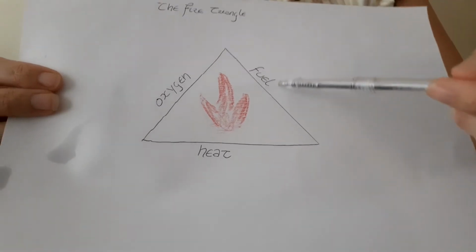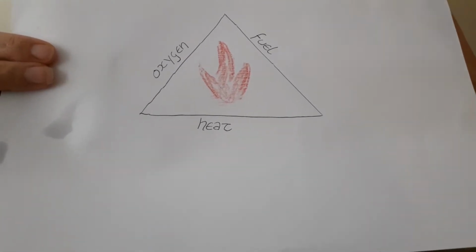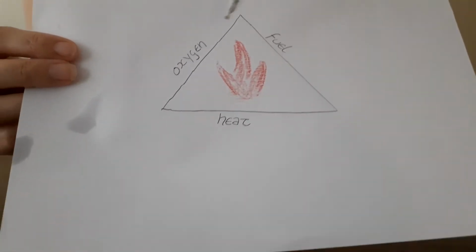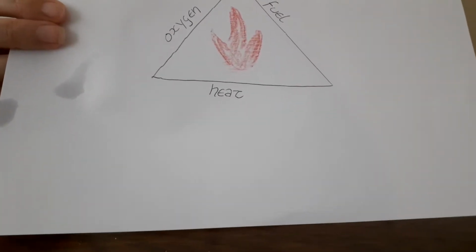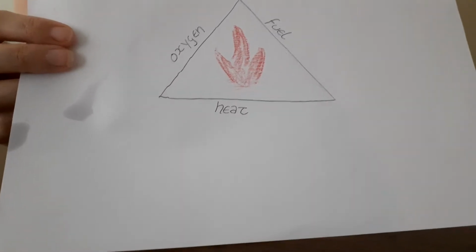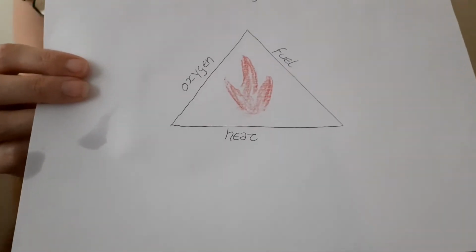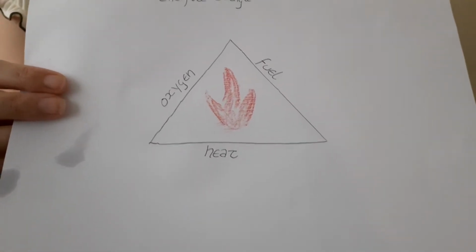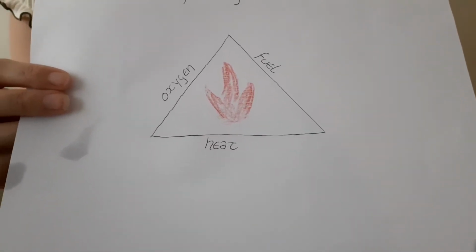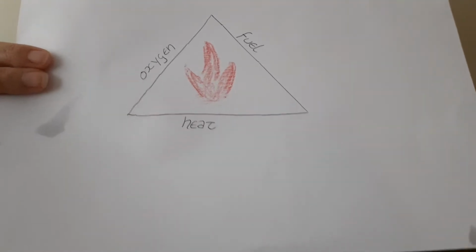There was nothing left for the fire, and then the fire went out. And the final one is taking away the oxygen. So if we take away oxygen, the fire will go out. Now this one you might think is a little bit risky, because don't we need oxygen? Yes, we do. So we're going to do this safely. And you've probably seen this being done before as well.